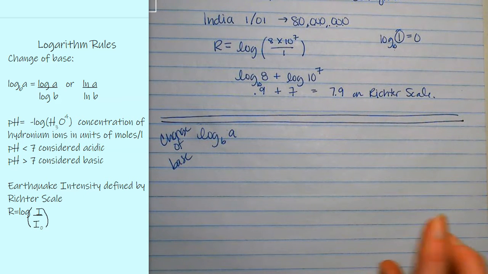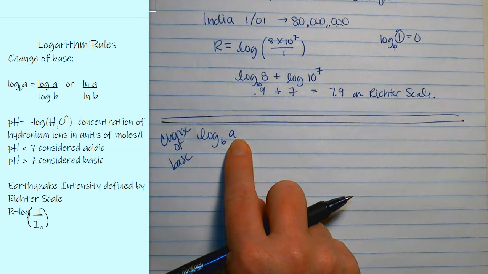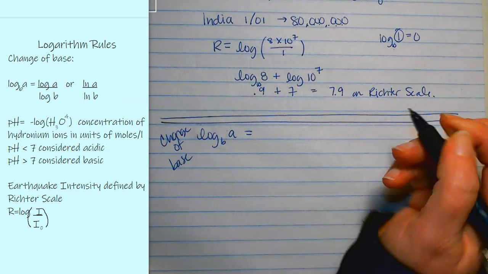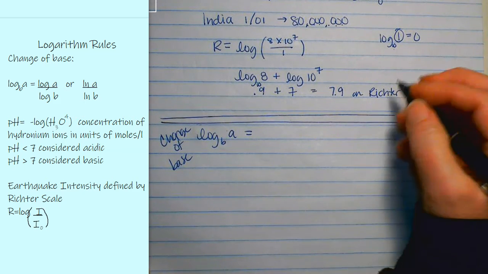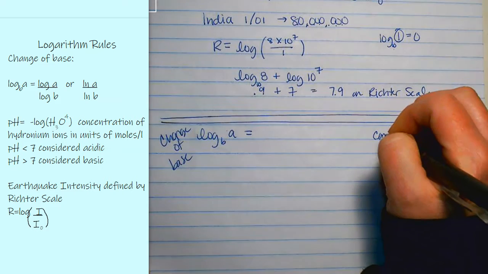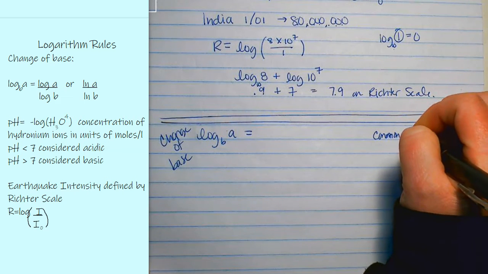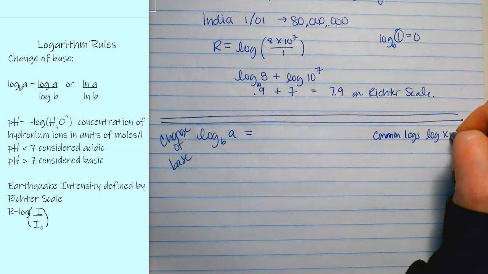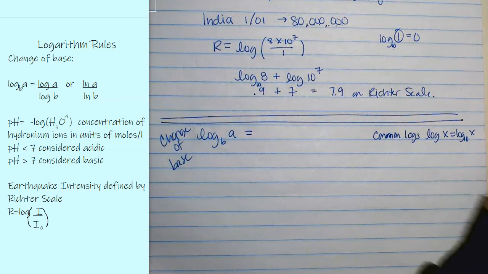So let's say that we have log base b of a, and we want to write it so that we can calculate it with the calculator easy buttons. So those are the common logs, where we have log of x equals log base 10 of x.